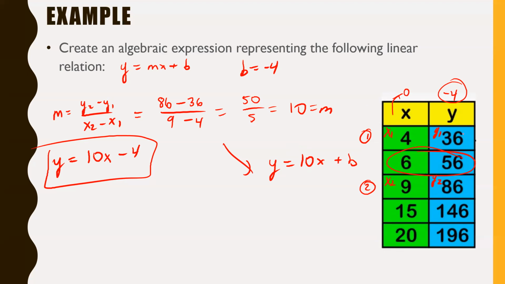So we know x is 6, y is 56. Why don't you plug those in there? So we'll say 56, that's our y, equals 10 times 6 plus b. Well, then that means 56 equals 10 times 6 is 60 plus b.